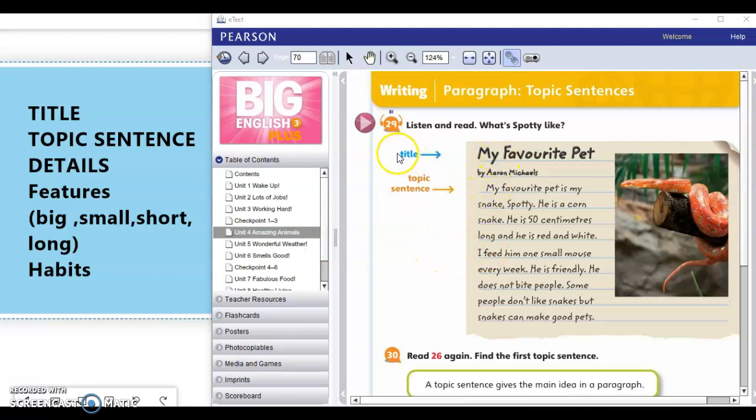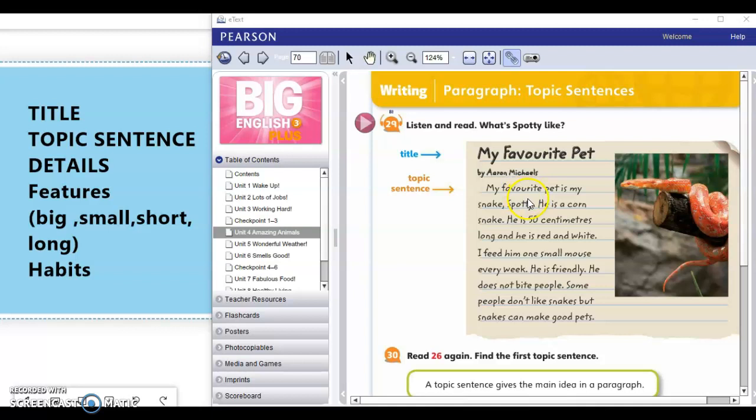Okay, now let's take a look at the different parts that a paragraph has. First of all, you see that it must have a title, and the title here is My Favorite Pet. We also write our name, so My Favorite Pet by Aaron Michaels, all right, so that we know the writer. And then we write down a topic sentence. The topic sentence here is my favorite pet is my snake, Spotty. What does it tell us? It tells us some basic things. What the pet is and its name.